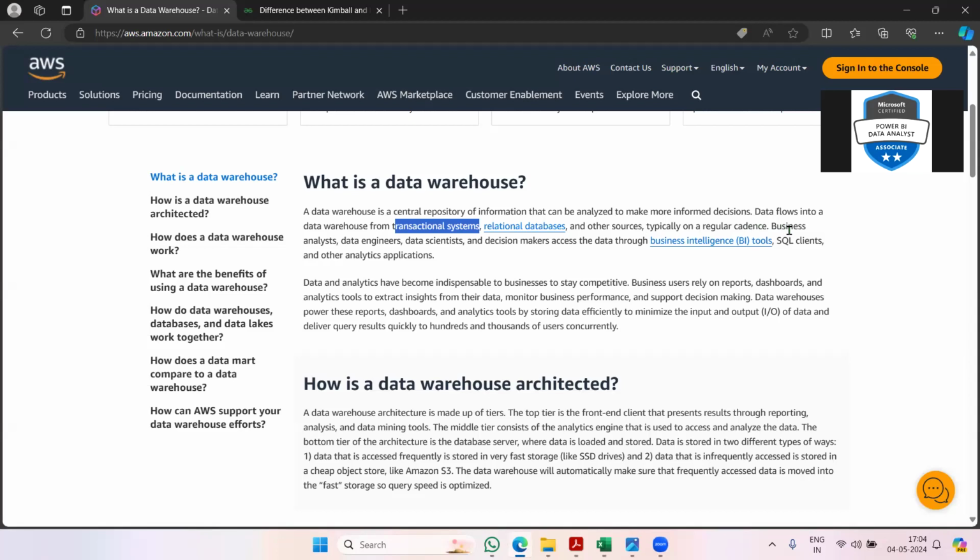Typically on a regular basis, business analysts, we the Power BI developers, data engineers, data scientists, and decision makers access the data through BI tools. BI tools means it can be Power BI or Tableau reports or any other SQL clients and other analytical applications, right? So data and analytics have become indispensable to business to stay competitive, right?